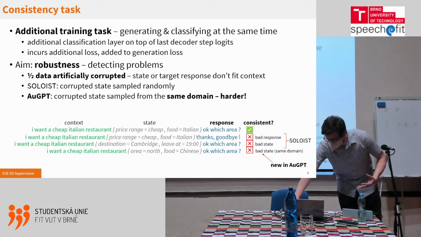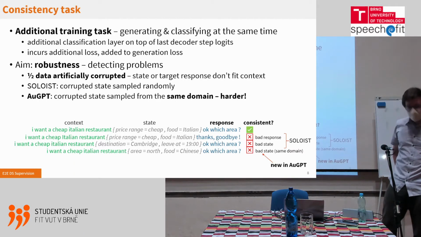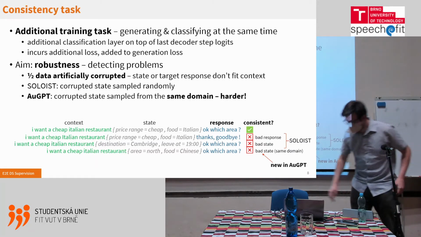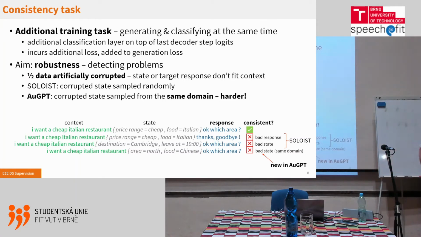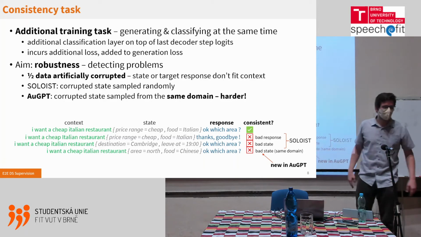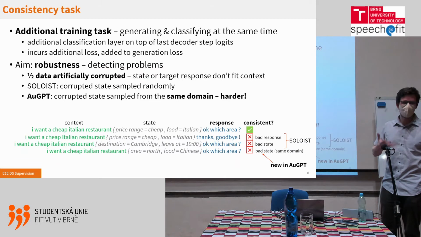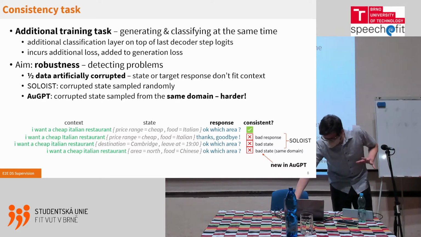This auxiliary task has just one output, right? That has one output, yeah. It's just a single label. It doesn't say if it is a bad state or bad response, it just says it is inconsistent. Exactly, yeah. All of these have the same label, just saying not consistent. I guess that might be a good idea, to train it to predict what is inconsistent, but we haven't tried that. Okay, so that's the consistency task.